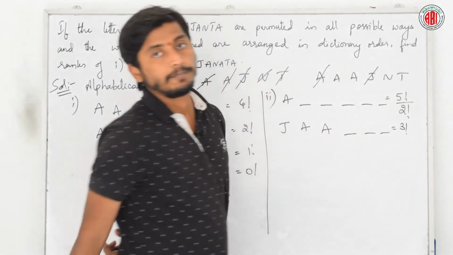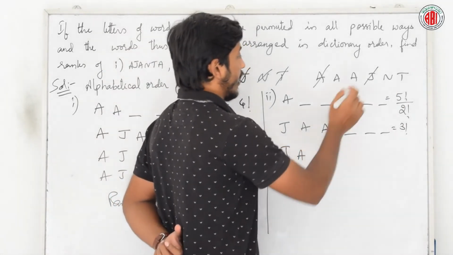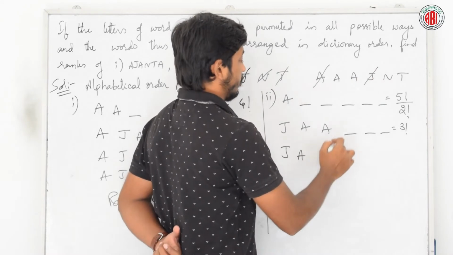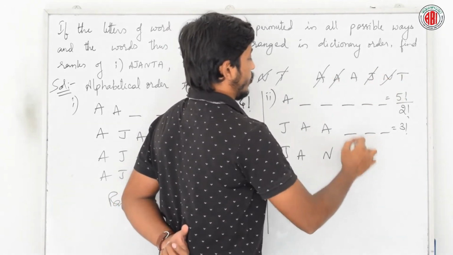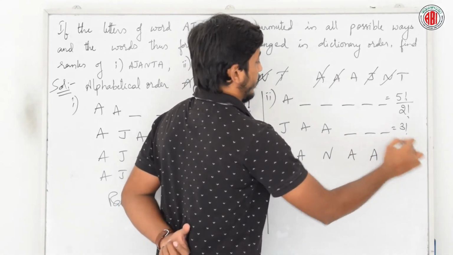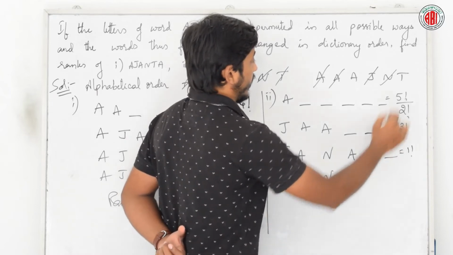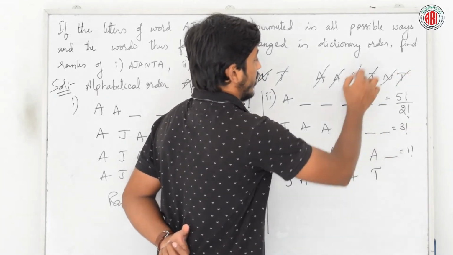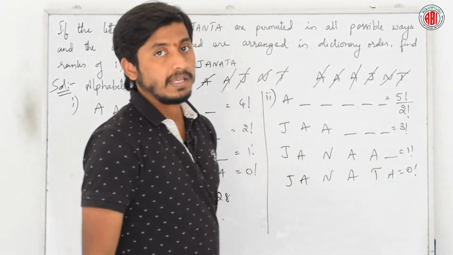3 factorial. Right? And the next J, A, next N. Yes, N is suiting. Next one more A. A is also suiting. So one more A is left, dash, 1 factorial. J, A, N, A. Next T. T suits. Next A suits. That's it. 0 factorial. Is it right?